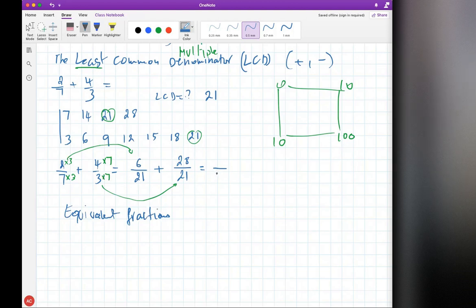The denominator will be 21. 34 over 21. That's right, 34 over 21. And as always, try to reduce your fractions.